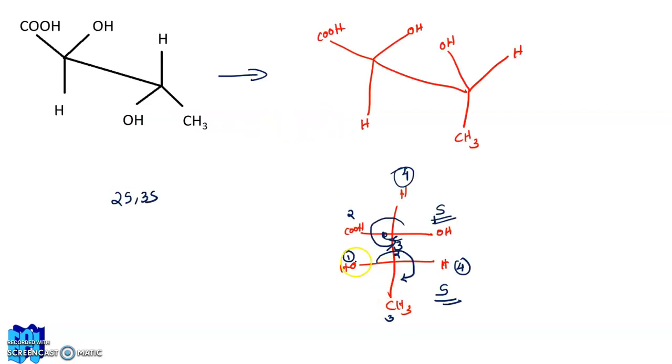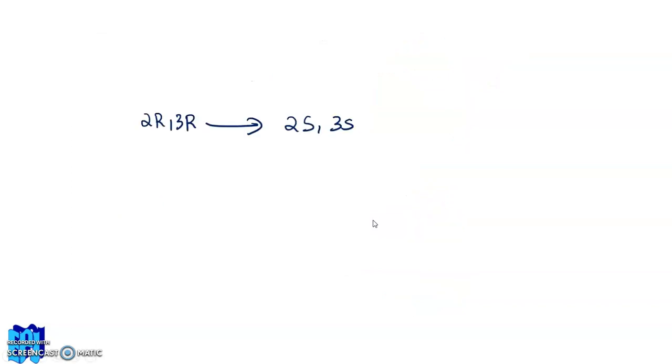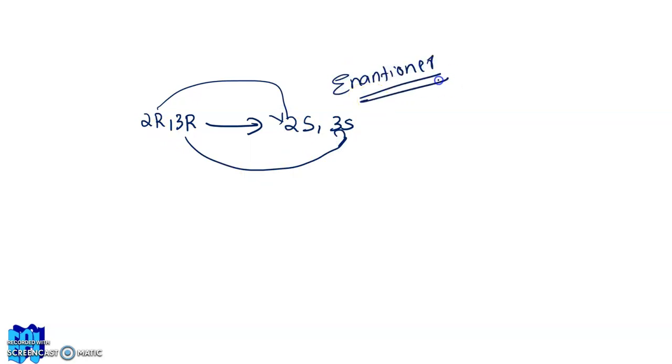Here it is 1 to 2 to 3. This is clockwise. Lower priority is on right horizontal. So it is yes. Here 1, 2, 3. So this is anti-clockwise, but lower priority is on vertical. So that is yes. So 2R is converted to 2S, 3R is changed to S. It is an enantiomer. All the configuration is changed. I think that you got it.